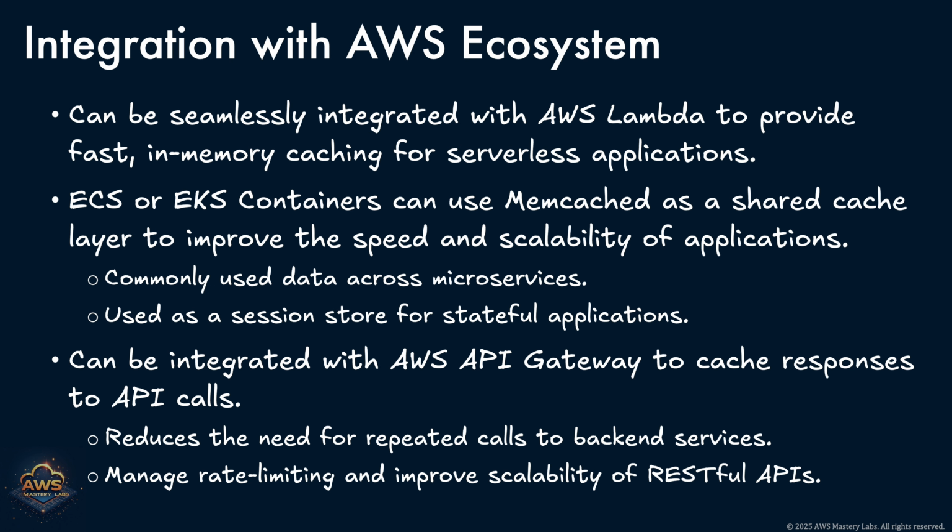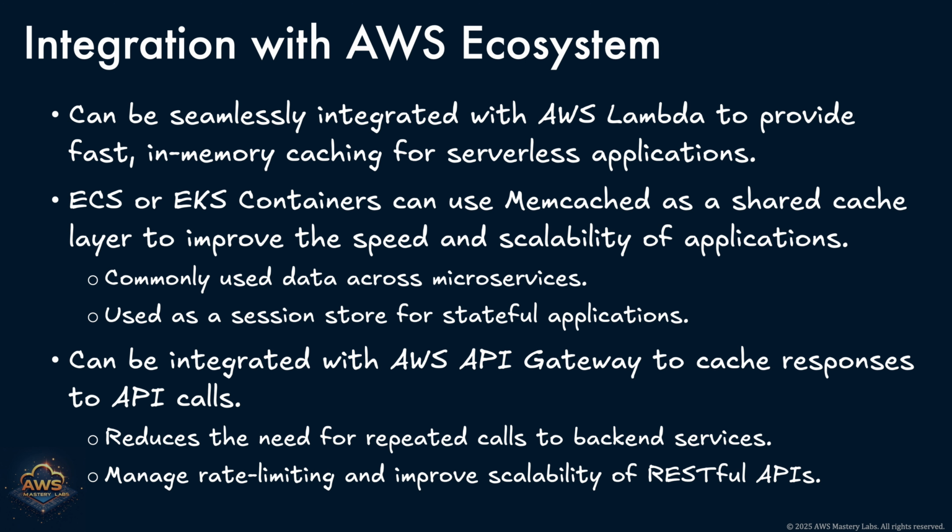We'll now explore how Amazon ElastiCache for Memcached integrates seamlessly with other services in the AWS ecosystem to optimize performance and scalability. First, let's look at AWS Lambda integration patterns. Memcached works perfectly with Lambda to speed up serverless applications. By leveraging Memcached as a caching layer, Lambda functions can quickly fetch and store data in memory, reducing the need for expensive calls to slower data sources.